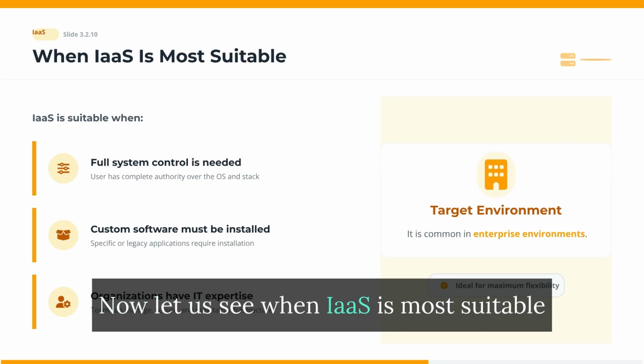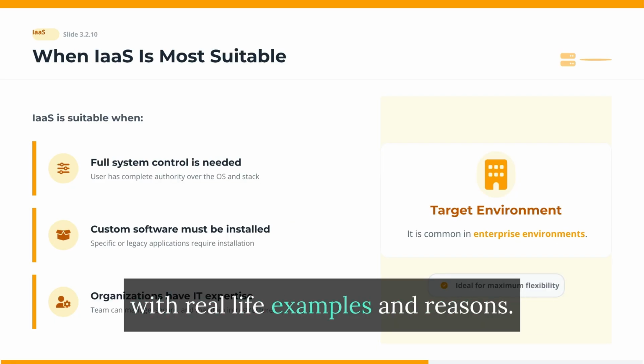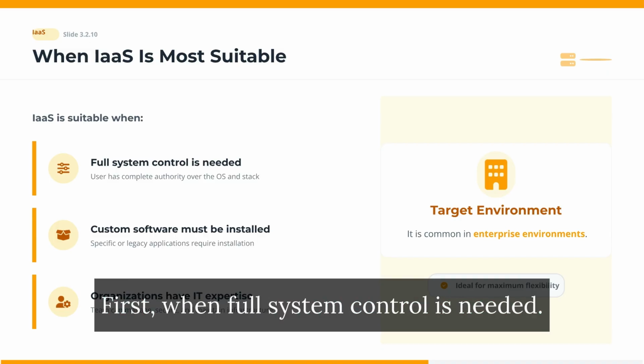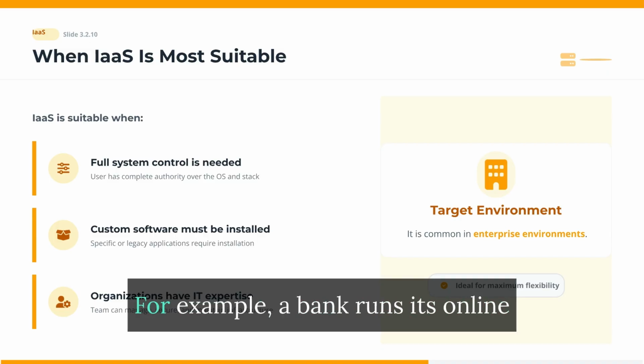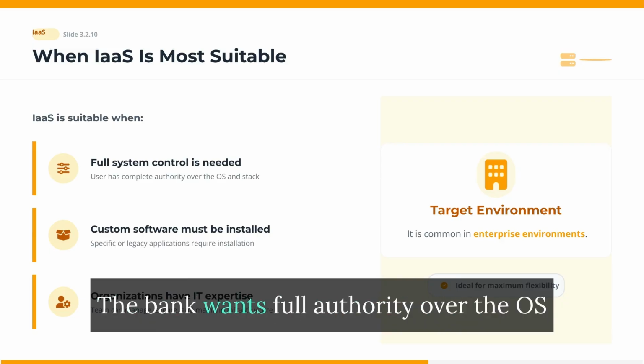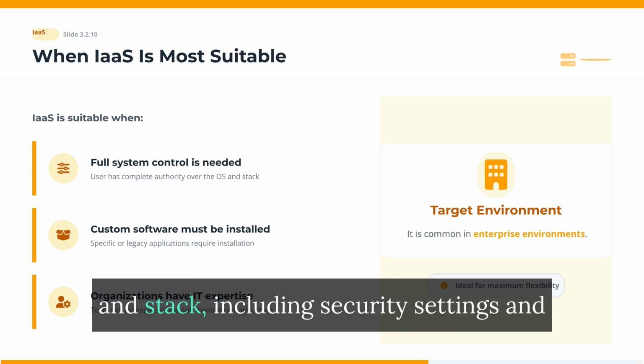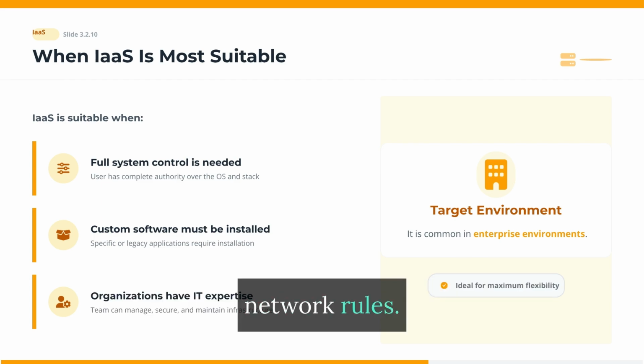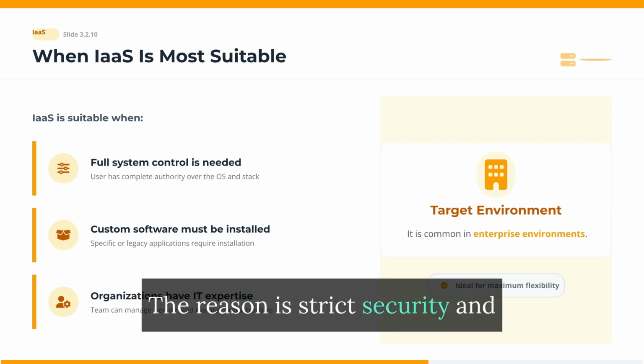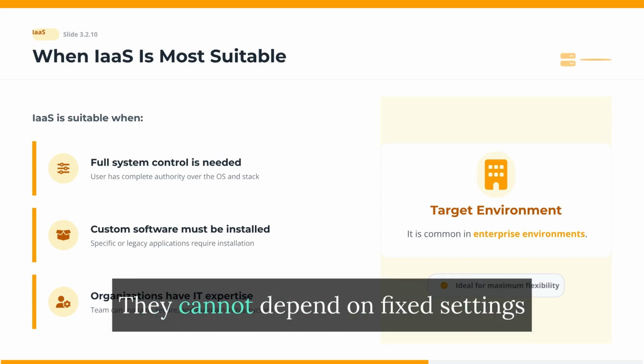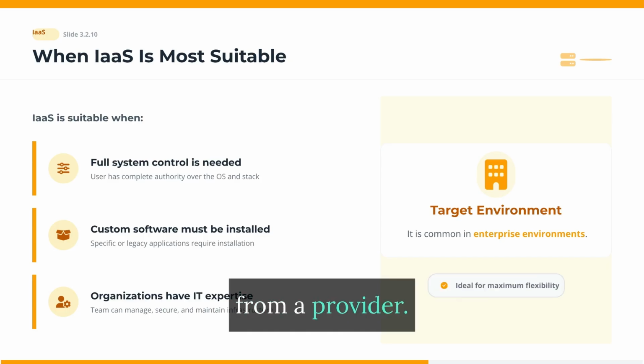Now let us see when IaaS is most suitable, with real-life examples and reasons. First, when full system control is needed. For example, a bank runs its online banking system on IaaS. The bank wants full authority over the OS and stack, including security settings and network rules. The reason is strict security and compliance requirements. They cannot depend on fixed settings from a provider.